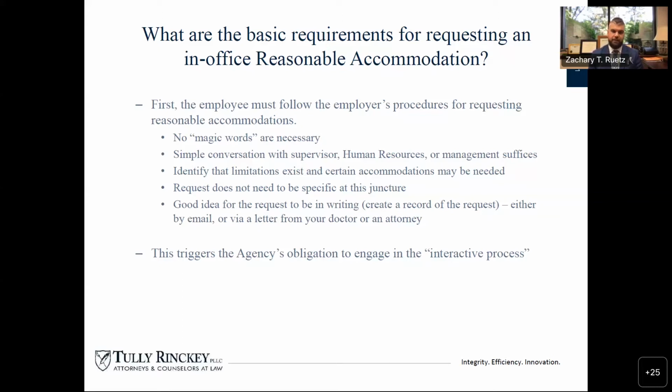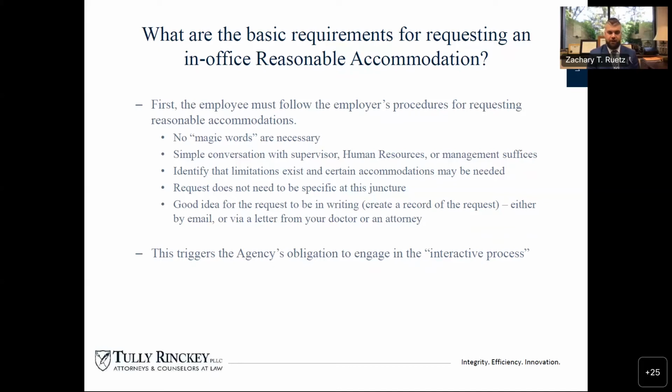It is a good idea at this point to make your request in writing, though. Essentially creating a record of your request so that it's not just your word against the member of management or the supervisor. This could be done just by a simple email that will create a record, or by a letter from either you, your doctor, or an attorney. This triggers the agency's obligation to engage in what we call the interactive process.